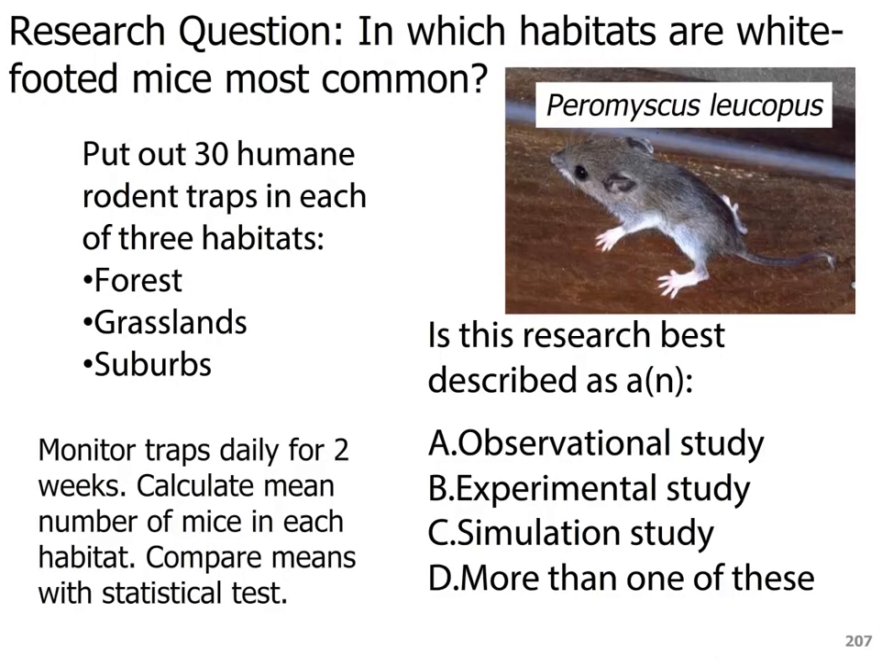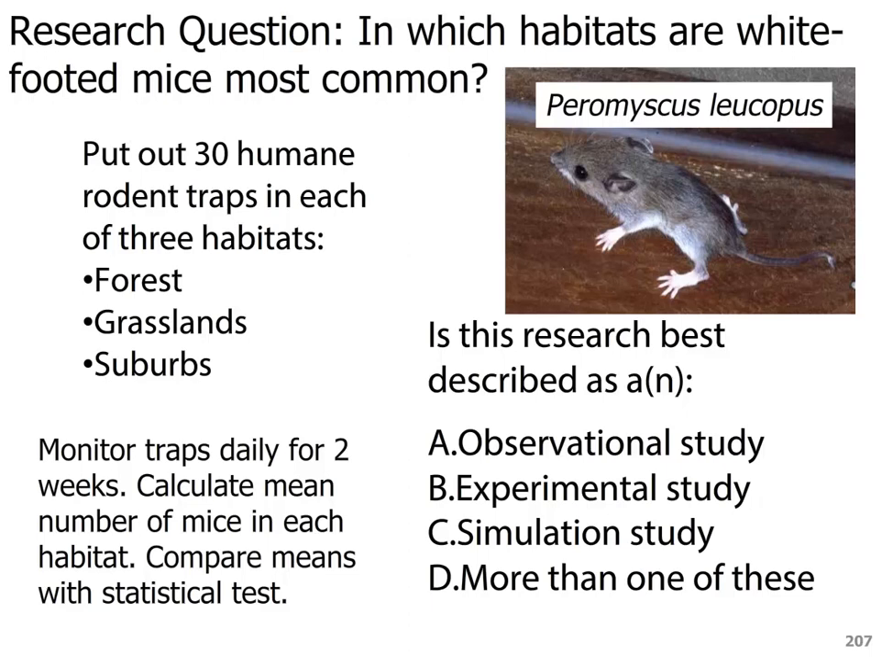Okay, so let's actually apply this information. Let's say we have a research question: in what habitats are white-footed mice most common? And you put out 30 humane rodent traps, which means that they're live traps, so you don't hurt the little guys, okay? You put them in the 3 different habitats that you're testing.